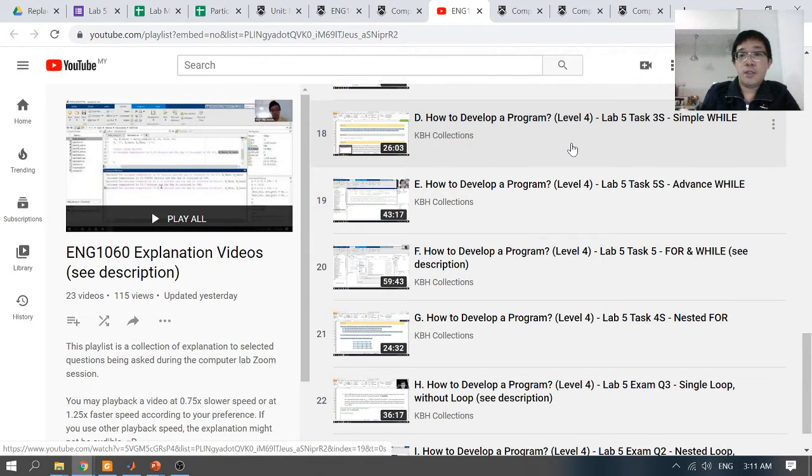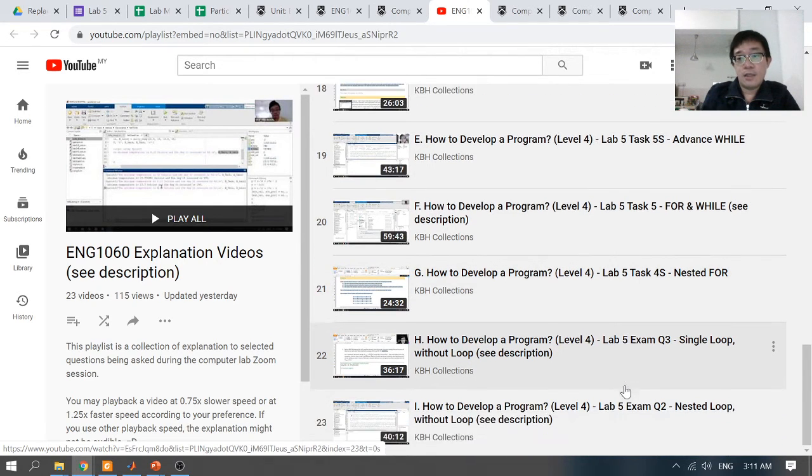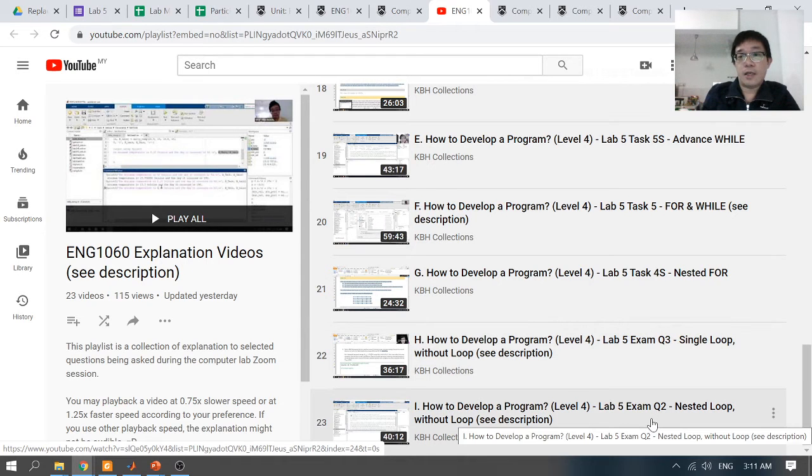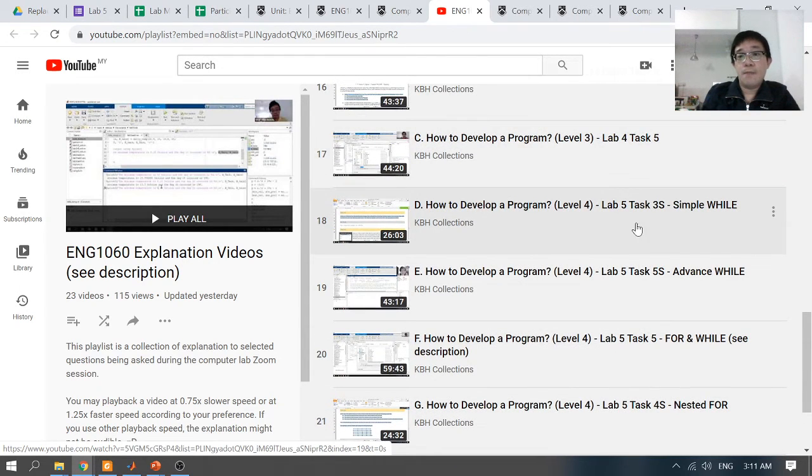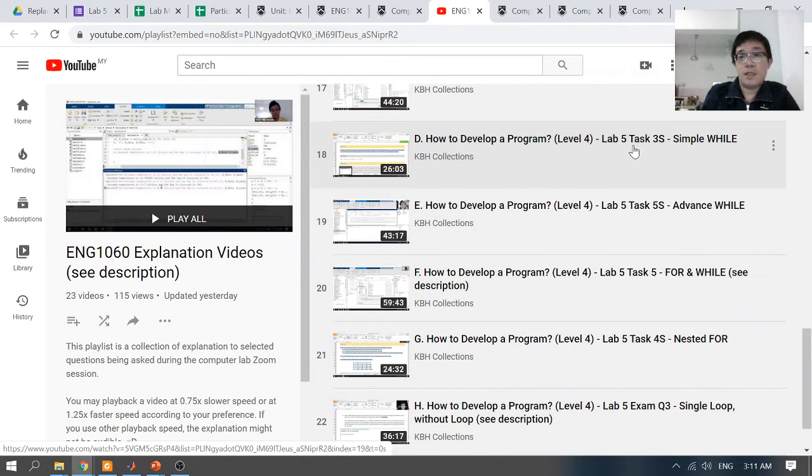The 5 questions that were raised in the question that we have seen just now are: Lab 5 task 3S, Lab 5 task 5S, Lab 5 task 4S, Lab 5 exam question 3, and Lab 5 exam question 2. As you can see, for Lab 5 task 3S, I have indicated in the title that this is a question that involves a simple while loop, and Lab 5 task 5S is a question that involves advanced while loop. So you can take a look at this video according to your own interests.